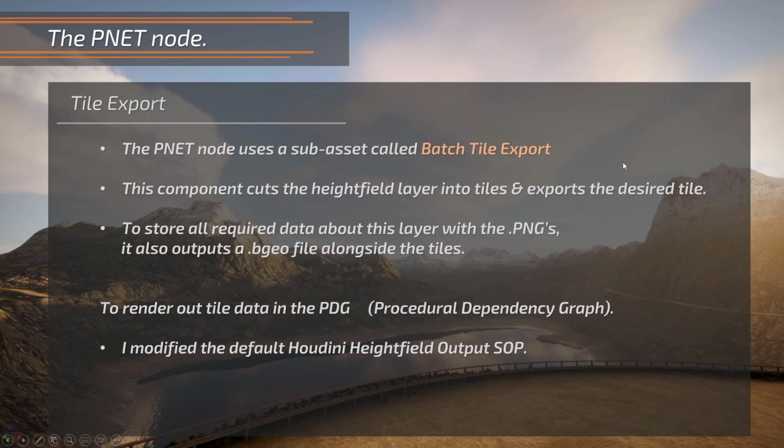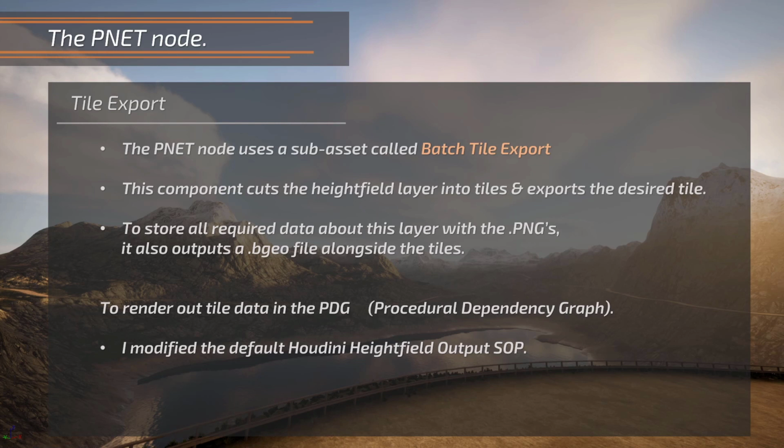And then next, inside the PNet node, I have a sub node, a sub asset called the batch tile exporter. This component cuts the height field layers into tiles and exports the desired tile, right? And I run this inside the PDG in order to process through all the layers and through all the tiles.